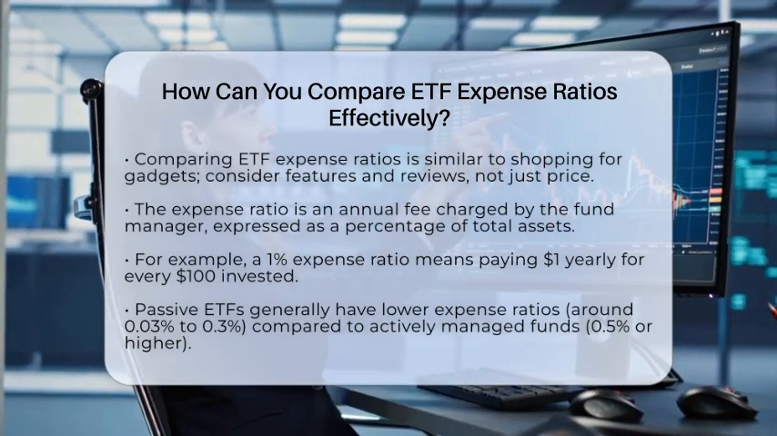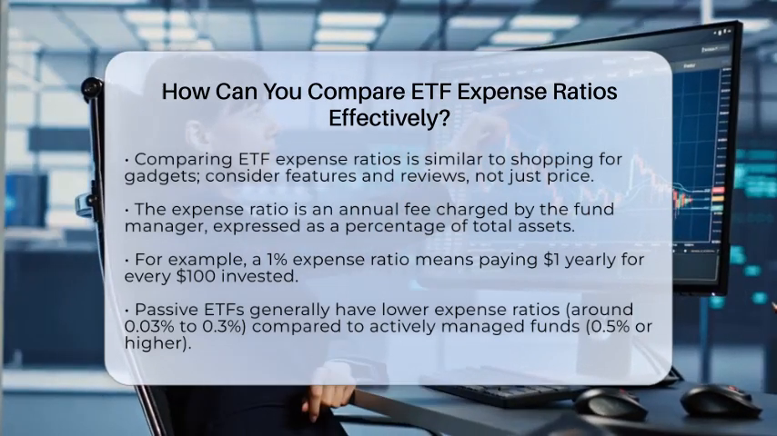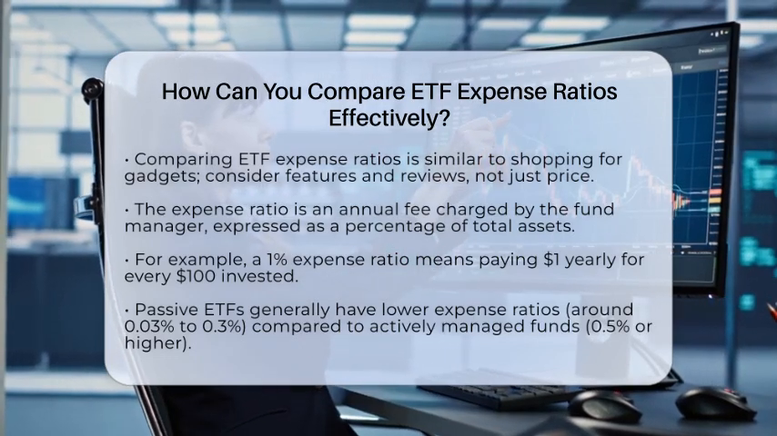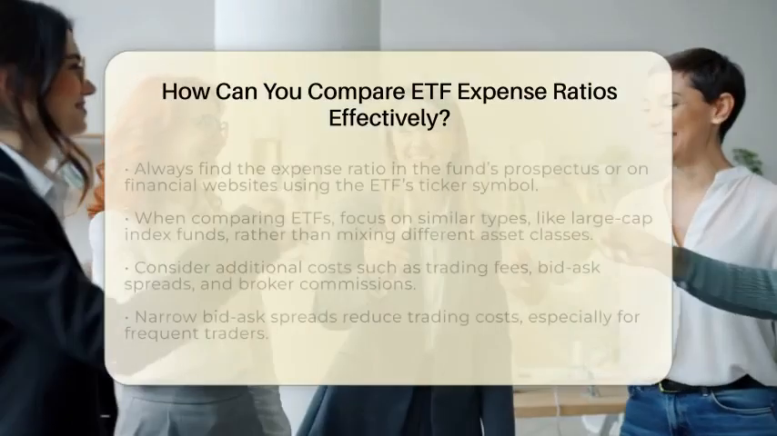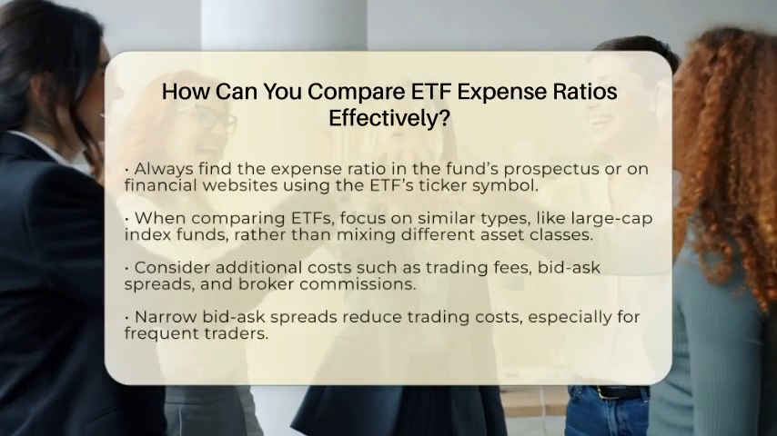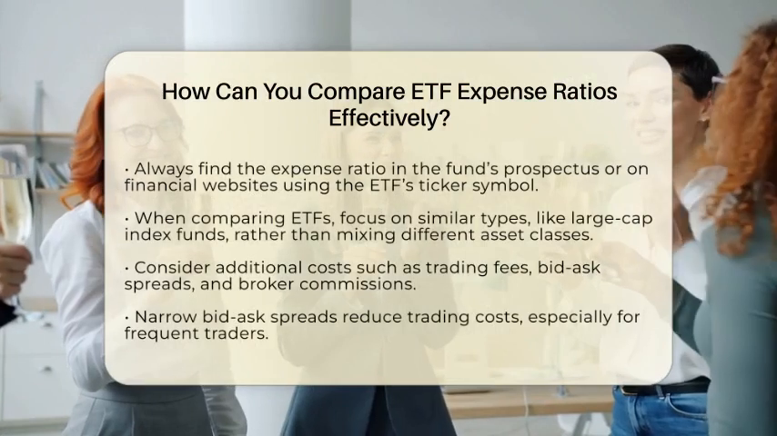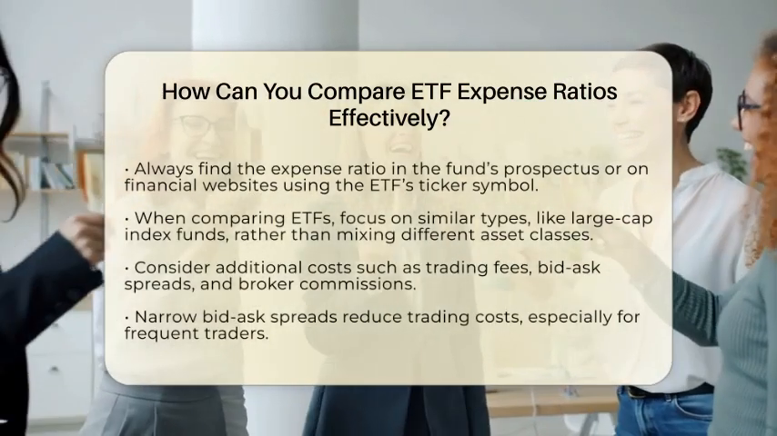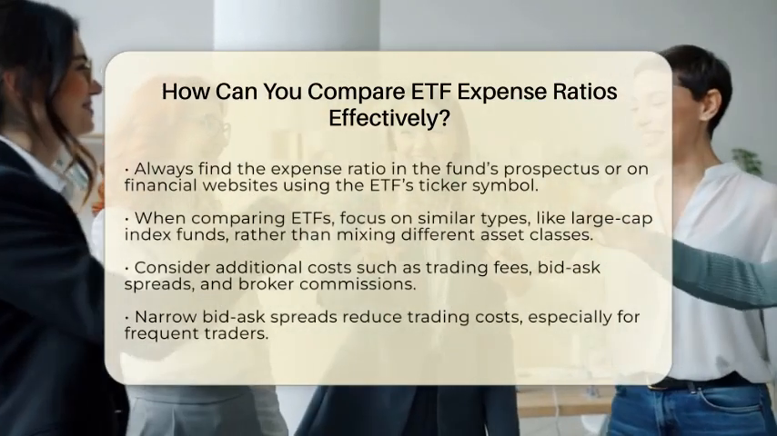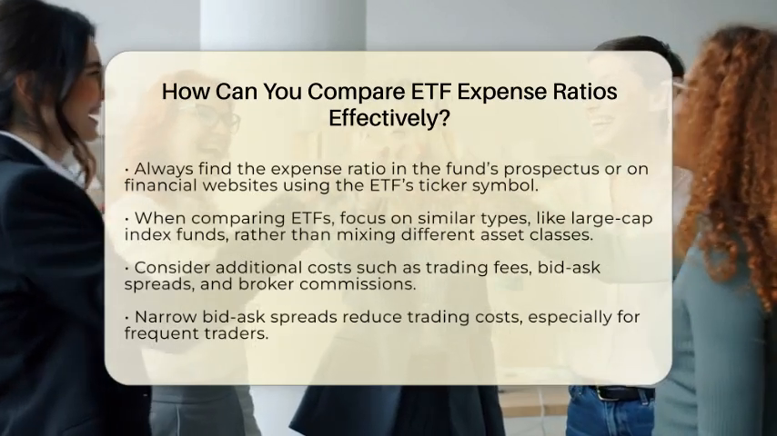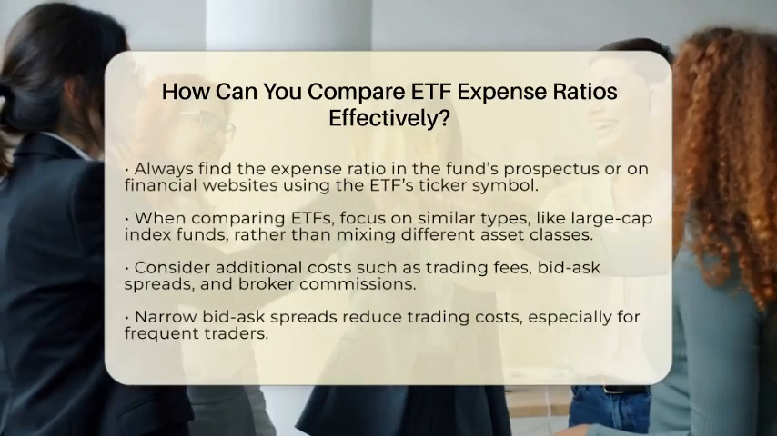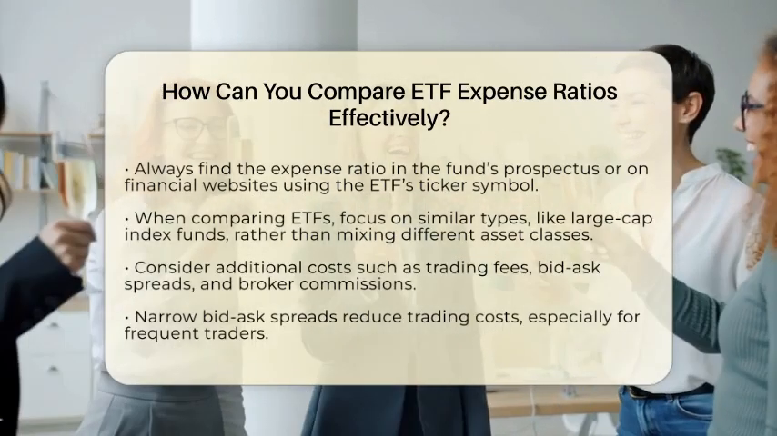To compare ETFs properly, start by finding the expense ratio. You can find this in the fund's prospectus or on financial websites by searching the ETF's ticker symbol. Passive exchange-traded funds usually have lower expense ratios, often between 0.03% and 0.3%. Actively managed funds tend to be higher, sometimes between 0.5% and 1% or more.